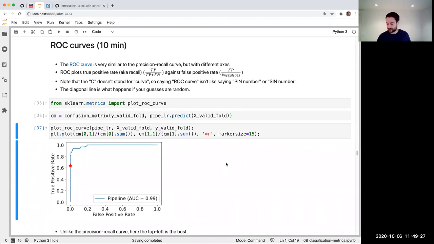Precision was saying of the number of alarms you raised, how many were false alarms? And this false positive rate is saying of the number that were reasonable, not frauds, how many times did you raise the alarm?